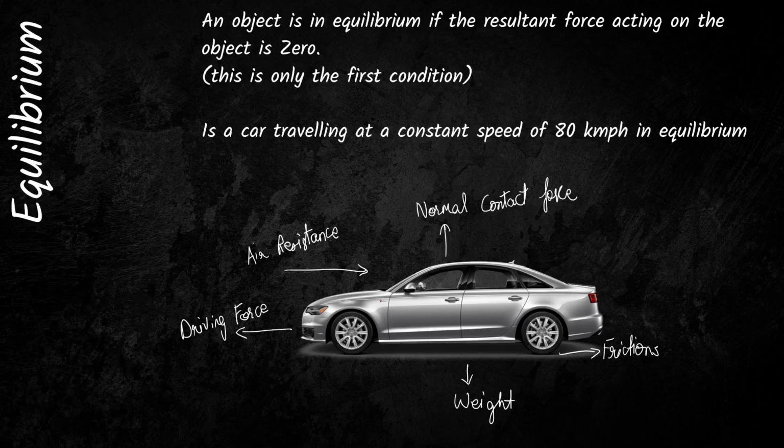So there's two pairs. Number one is the vertical pair, which is the weight and the normal contact force, and they are going to balance each other out. So the vertical forces are balanced. Then you've got the horizontal forces, which is the driving force, the air resistance, and the friction. Air resistance and friction are backwards, driving force is forwards. But for a car to be in constant motion, there has to be no acceleration. And if there's no acceleration, there's no resultant force. And hence your horizontal forces are also balanced. That means that the resultant force on the car is zero, both in vertical and horizontal directions.